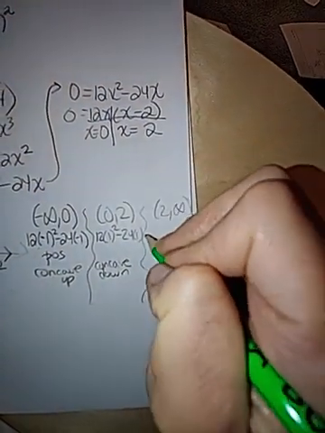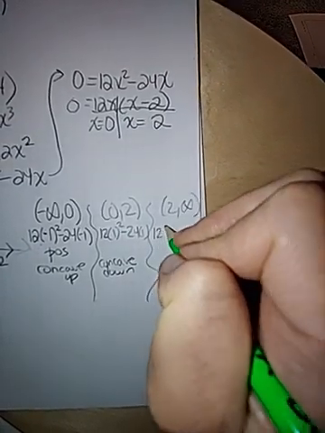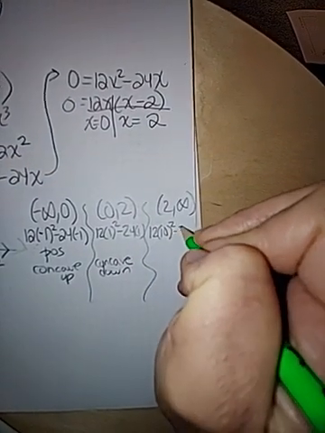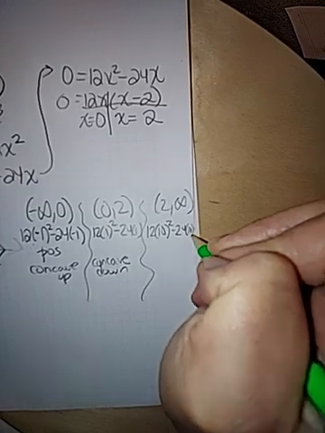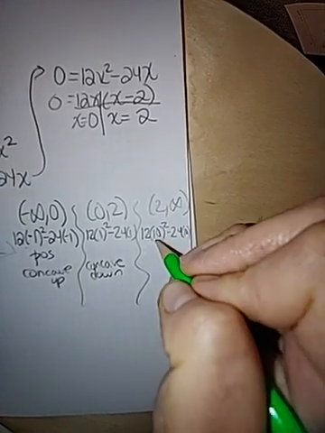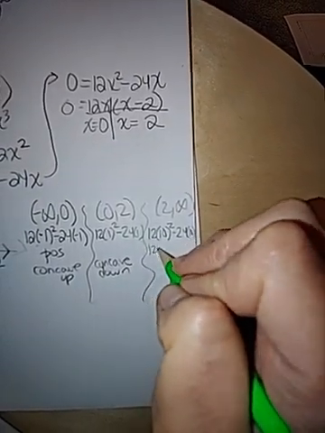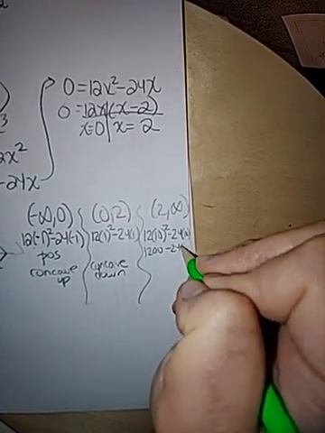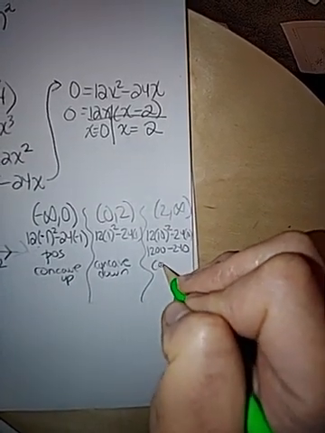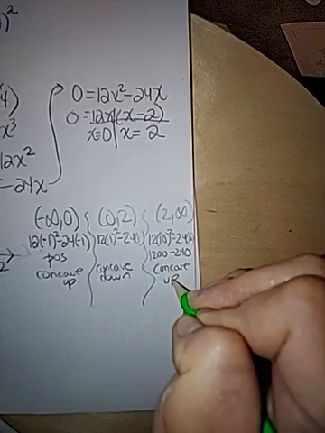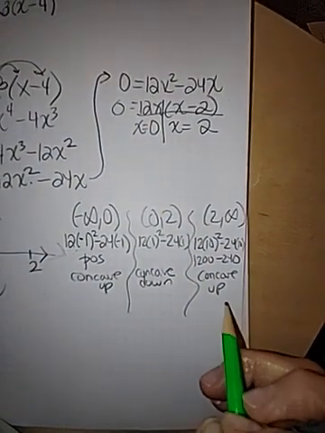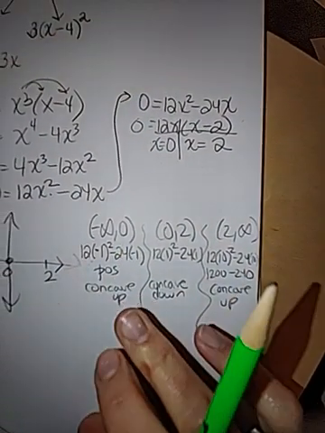And then here we'll plug in 10. We got 100 times 12 is 1200 minus 240. That's going to be positive, so that's concave up. So I have a change in concavity twice, so I have 2 points of inflection at 0 and 2.